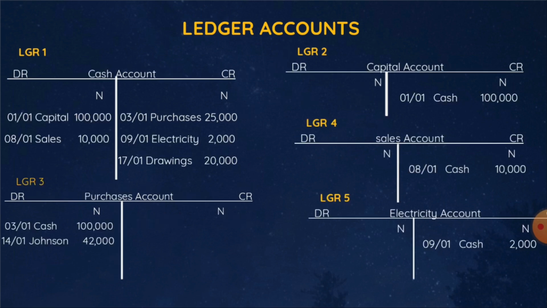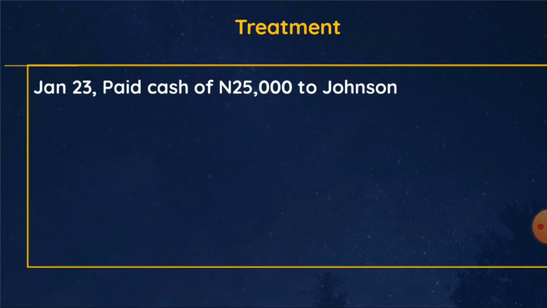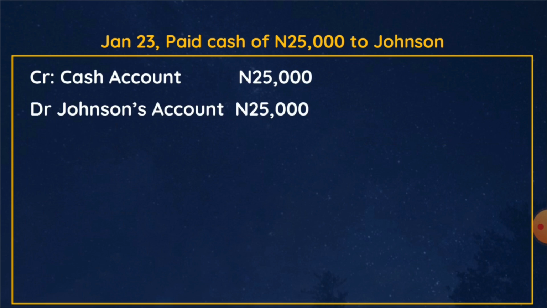So the next entry, which is on January 23, paid cash of 25,000 naira to Johnson. If you remember, Johnson is a creditor. The business is owing Johnson. So this time around, the business is paying money to Johnson's account, which means cash is going out. We are going to credit cash account with 25,000 naira, while Johnson, which is creditor's account, will be debited with 25,000 naira. That is credit cash account 25,000 naira, debit Johnson's account 25,000 naira.